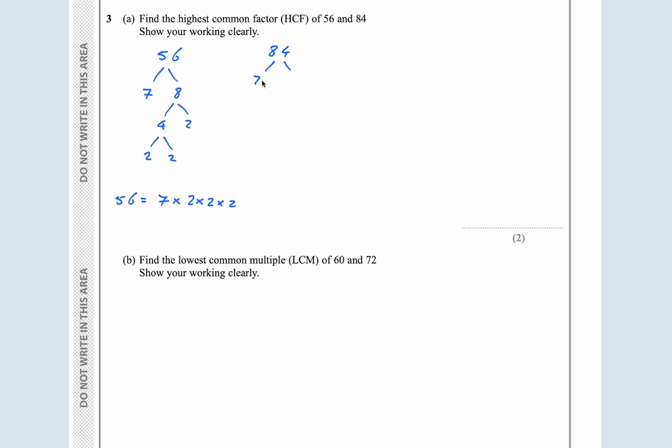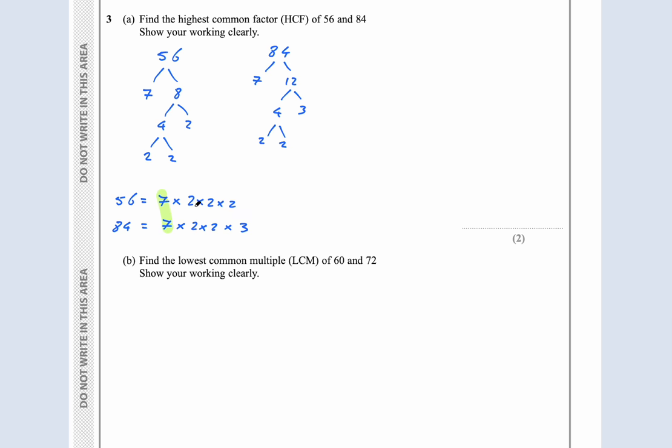84 is 7 times 12. 12 is 4 times 3. And 4 is 2 times 2. So 84 is equal to 7 times 2 times 2 times 3. The highest common factor is the common ones multiplied together.